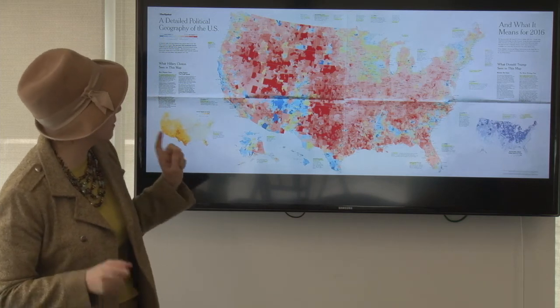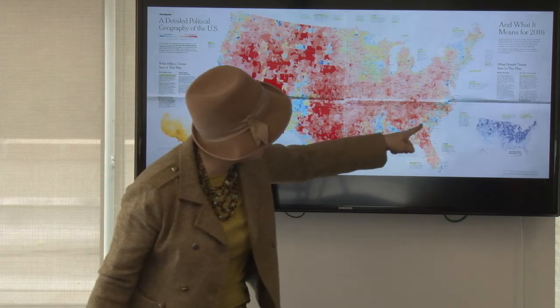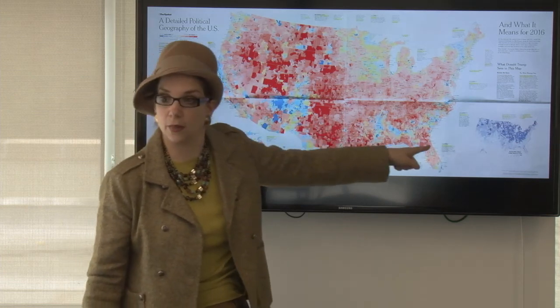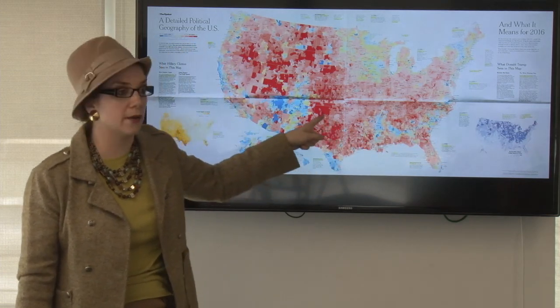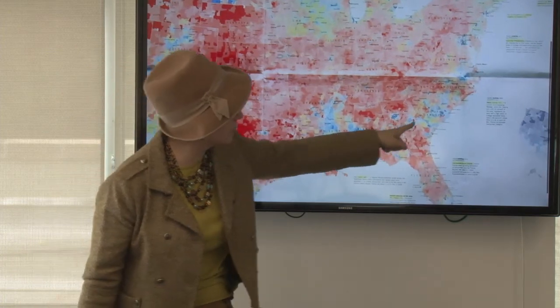I want to point something out here because I think it's really awesome. You see this band of blue across the middle of the Deep South? What's that band of blue across the middle of the Deep South?